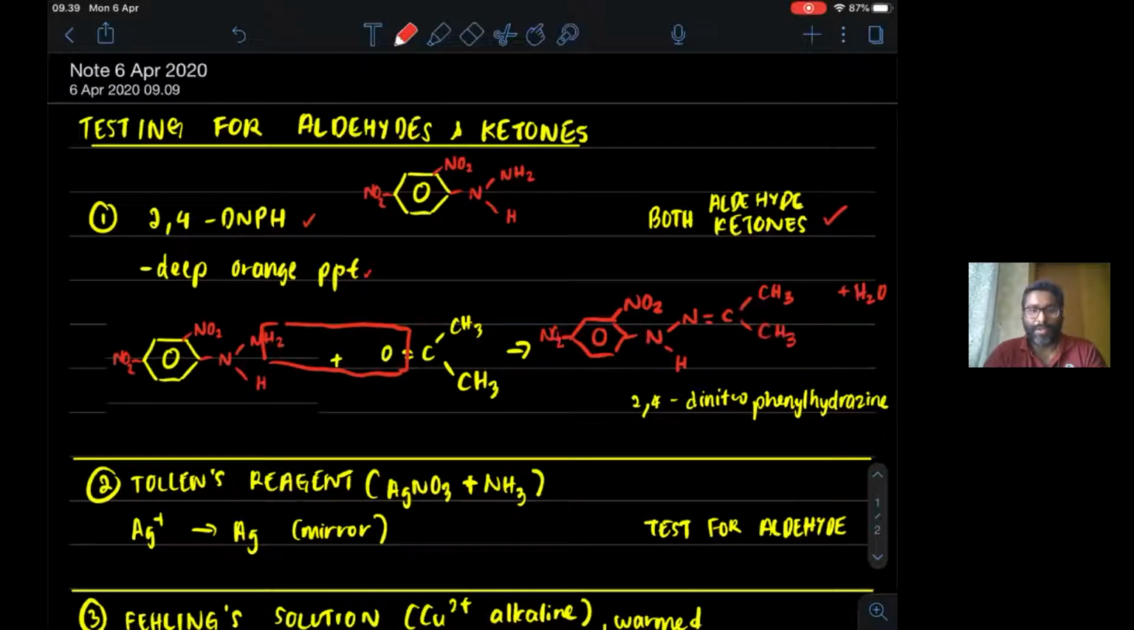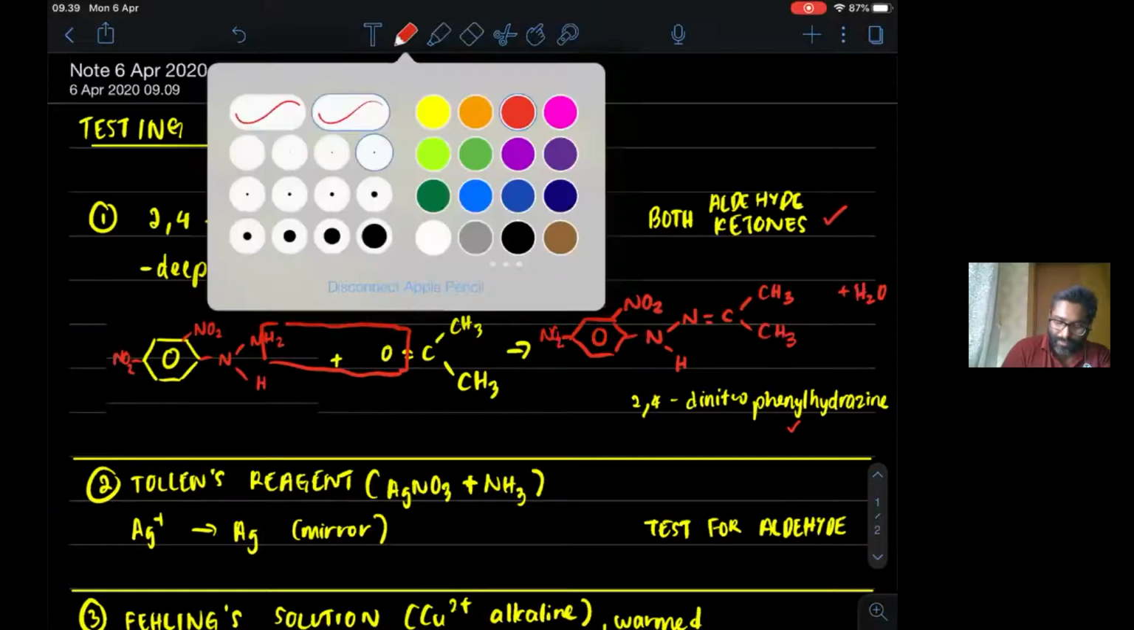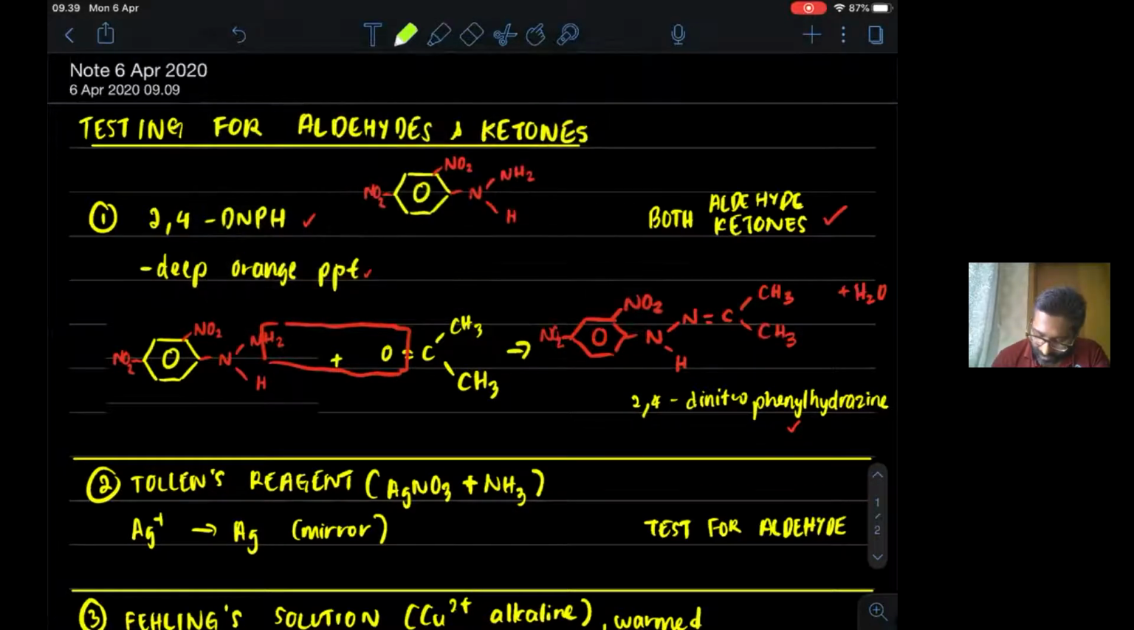Now, this is the molecule that will be produced. This molecule's name is going to be 2,4-dinitrophenylhydrazone. This is the molecule that will give you the deep orange precipitate. The deep orange precipitate is actually given by this molecule.